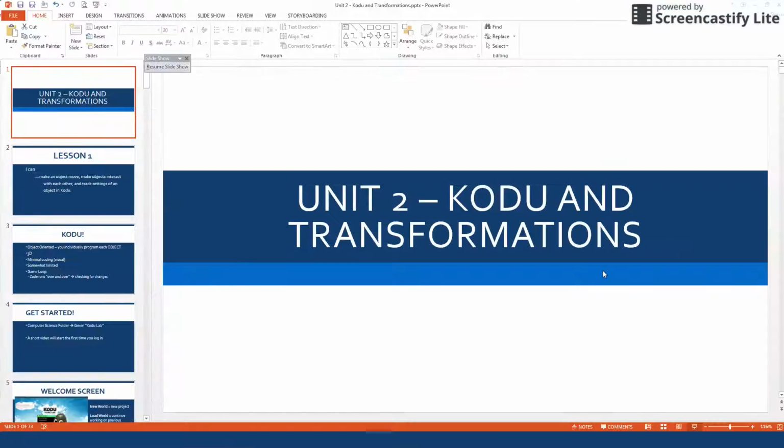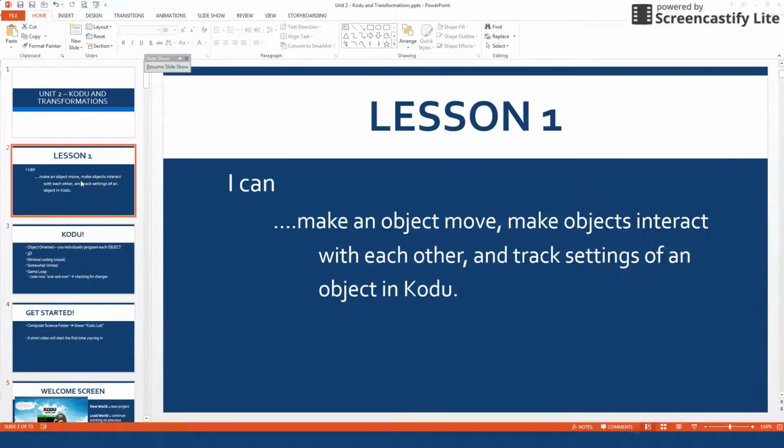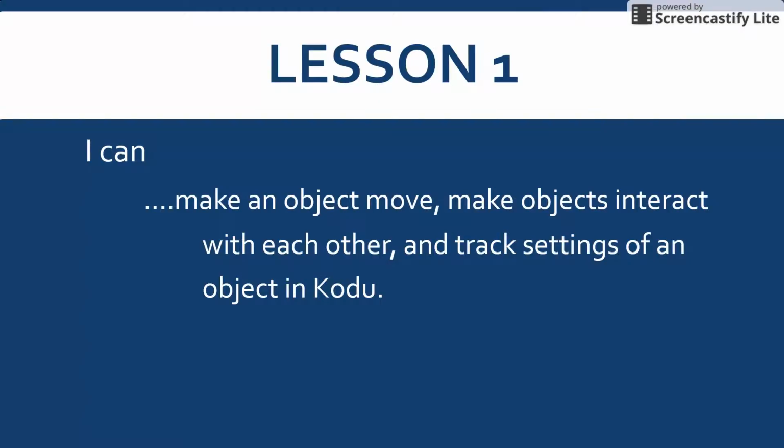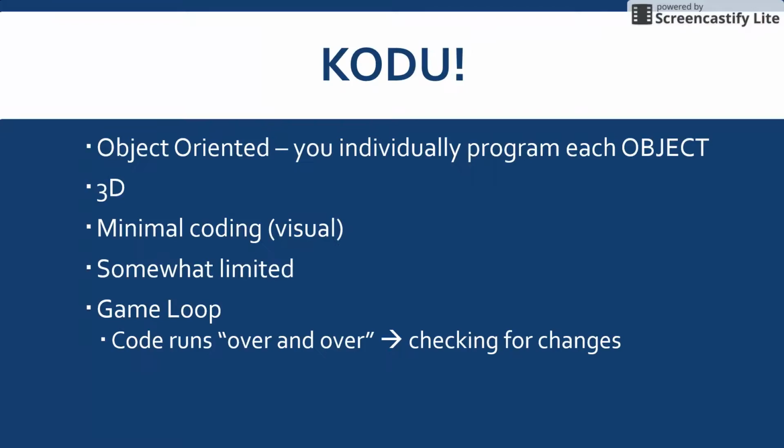All right, so today we are going to start Unit 2, and Unit 2 essentially asks us to look into a software called Kodu, and we're going to start very, very basic game design today. So our goal by the end of Lesson 1, which is where you're at today, is that inside of the Kodu software, you can make an object move, make objects interact with each other, and then track the settings of an object or the characteristics of an object that is inside of Kodu. So that's our goal by the end of this lesson.